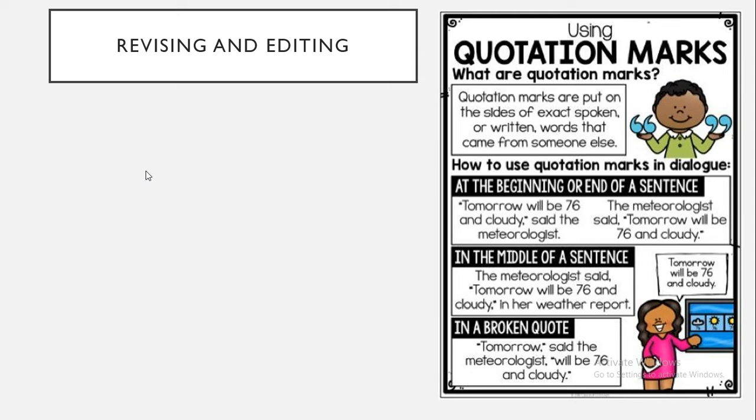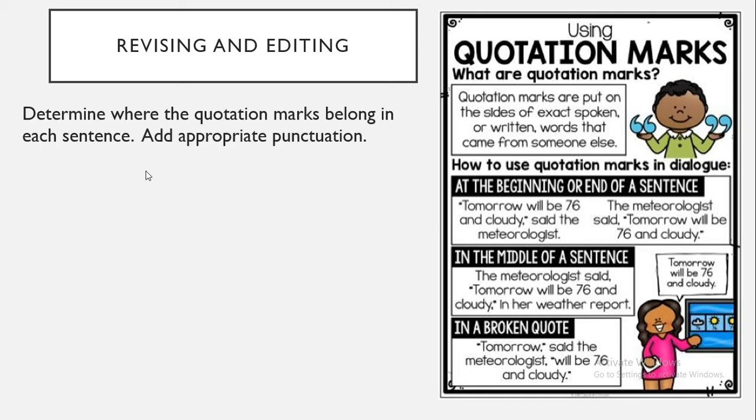You could also have it in the middle of a sentence by saying, the meteorologist said "tomorrow will be 76 and cloudy" in her weather report. Another way to do that is in a broken quote by saying, "Tomorrow," said the meteorologist, "will be 76 and cloudy." So what we're going to do now is determine where the quotation marks belong in each sentence that I show you, and then add appropriate punctuation as well, such as a period, a question mark, or an exclamation mark.